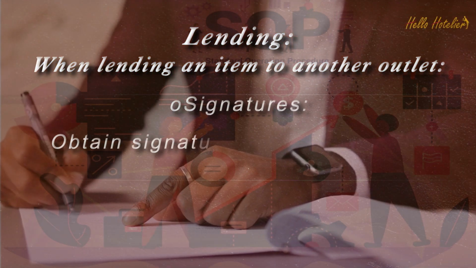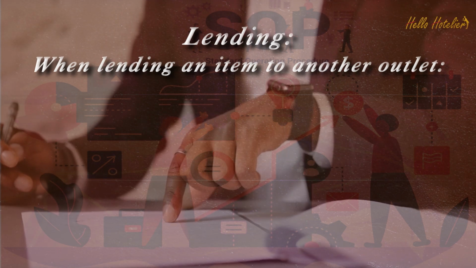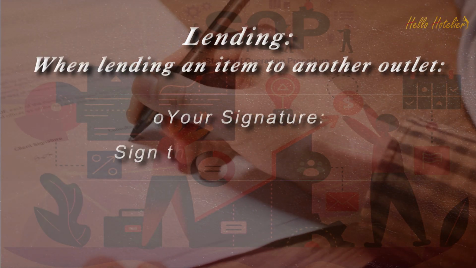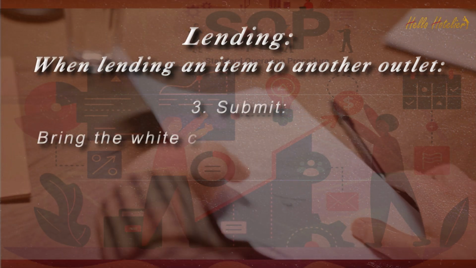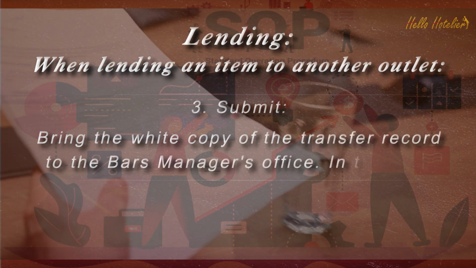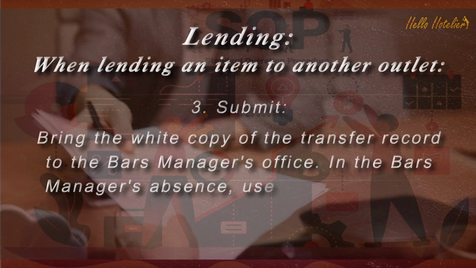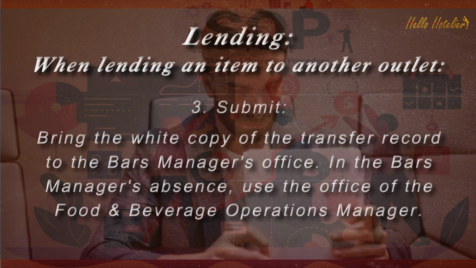Signatures. Obtain signatures from the person borrowing the item and the service manager. Your signature. Sign the transfer record. 3. Submit. Bring the white copy of the transfer record to the bar's manager's office. In the bar's manager's absence, use the office of the Food and Beverage Operations Manager.